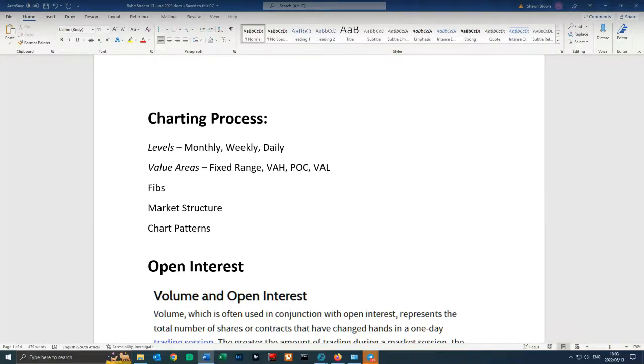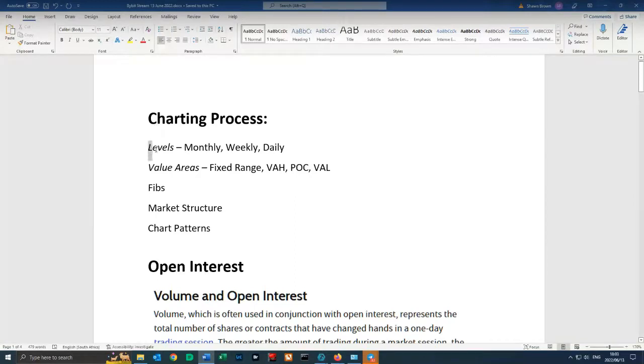Charting and trading is an absolute passion for me at the moment, and I love teaching people. So I'm going to try and get through as much as I can in the hour. Basically, I want to start off with what my charting process is, and hopefully you guys can learn from the way that I chart my levels.